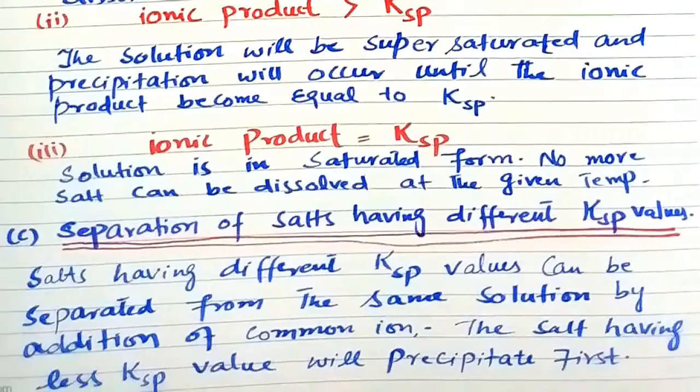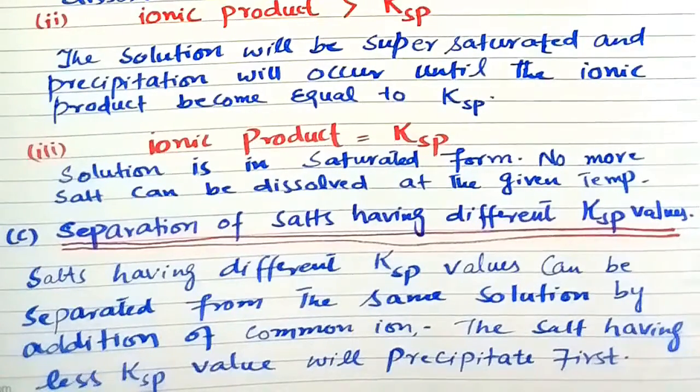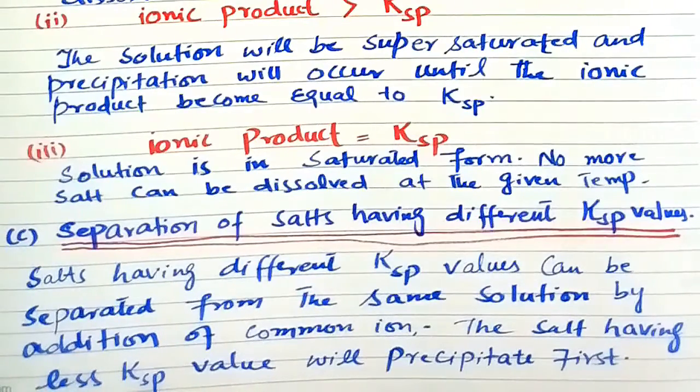The salt having the lesser Ksp value will precipitate first, and the salt which has the greater Ksp value will precipitate later. So in this way, when two salts are present in the same solution, the salt with the lesser Ksp value will first precipitate out, and you can filter it. You can easily obtain the salts in two separate funnels or two separate beakers.